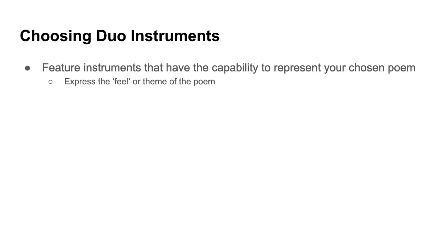Let's talk about choosing your instruments, choosing your instrumentation, your ensemble for this composition. Some points should be taken into consideration. Try to feature instruments that have the capability to represent your chosen poem. So think about the theme, think about the feel of your poem and what that means to you. And what are the instruments, what are the sounds, what are the textures that come to mind when you think about that feel or that theme?